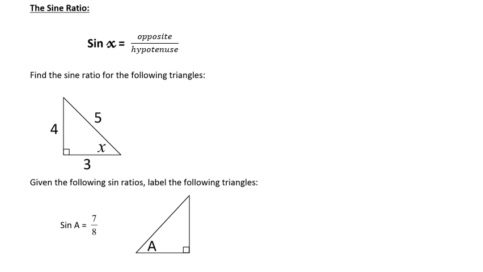So I want you to try these two problems. The first one is writing that ratio, and the second one is labeling the triangle. We're going to do it almost exactly the same as we did the tangent problems, only now we're changing our ratio. So it's opposite over hypotenuse instead of opposite over adjacent. So take a minute, pause the video, try these two problems, and come back and see how you did.